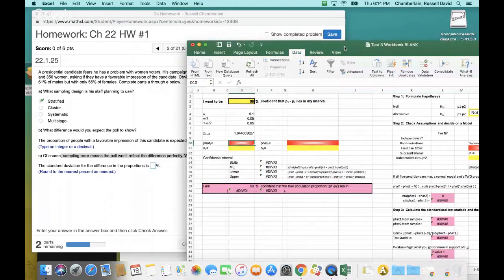So I'm going to take P1. So it's males minus females, right? So I'm going to take P1 to be the 0.61 there. P2 is the 0.55. N is 350. And N is 350. Okay. All right. So, standard deviation.